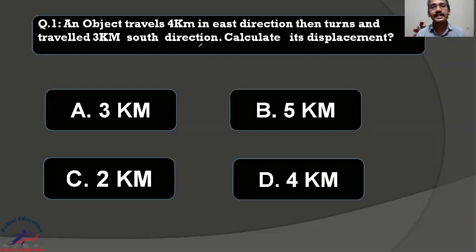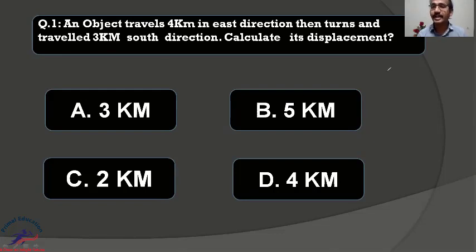Some children may think the minimum distance traveled by an object may be 4 kilometers and 3 kilometers. 3 kilometers is the minimum number, so they may choose 3 kilometers. Some people may choose the minimum value, 2 kilometers. It's not the right way. We need to understand the question properly. An object travels 4 kilometers in east direction, then travels 3 kilometers.